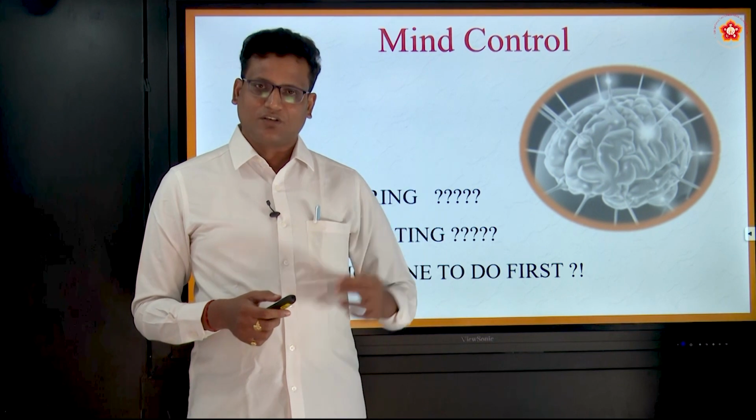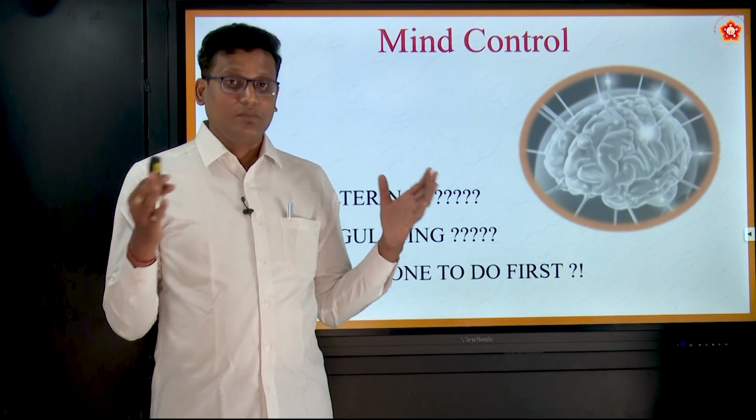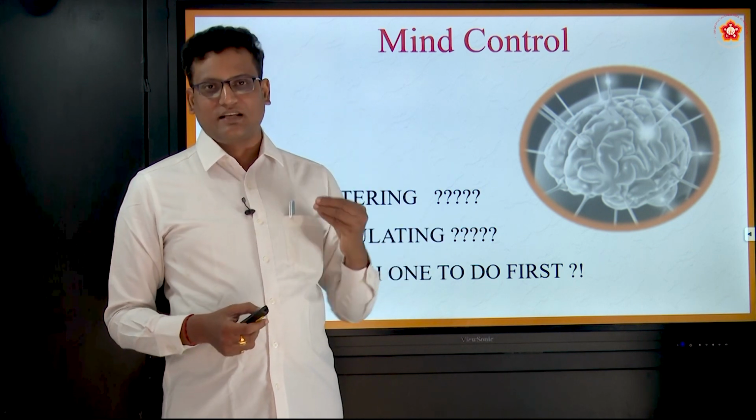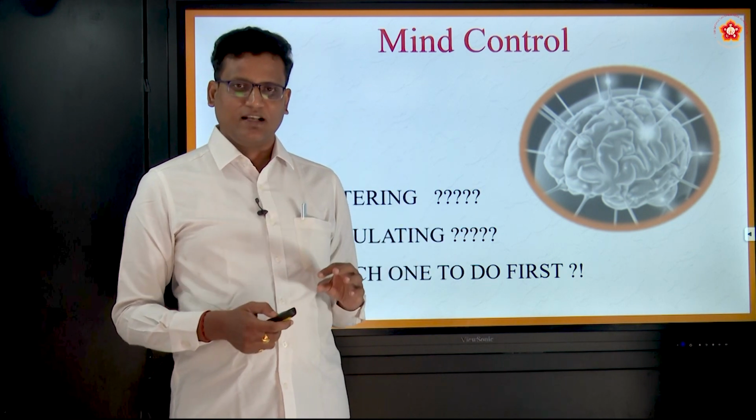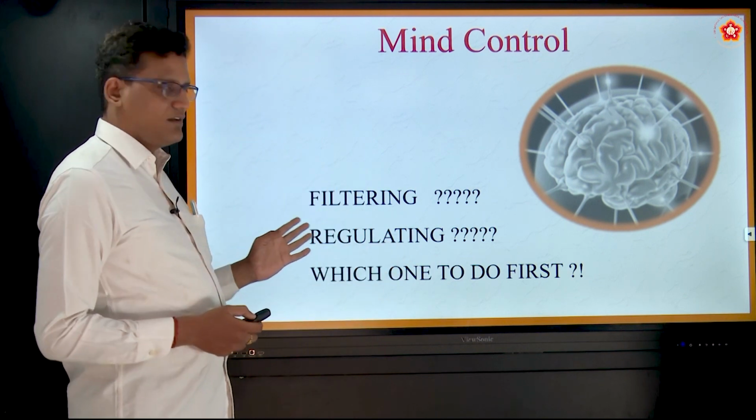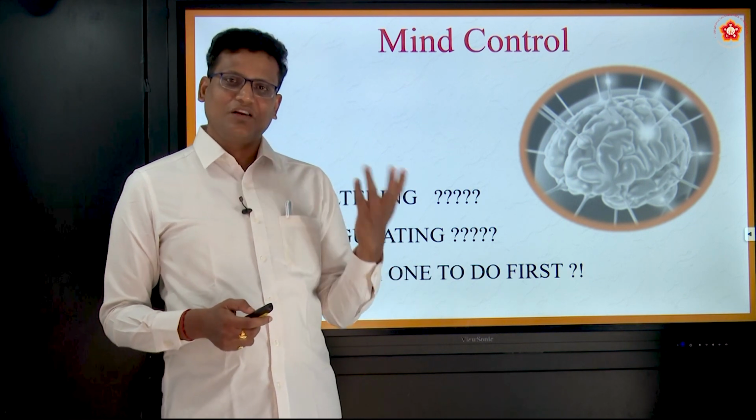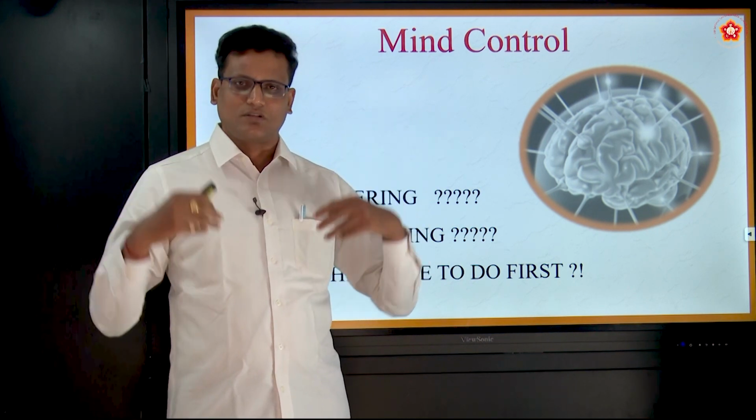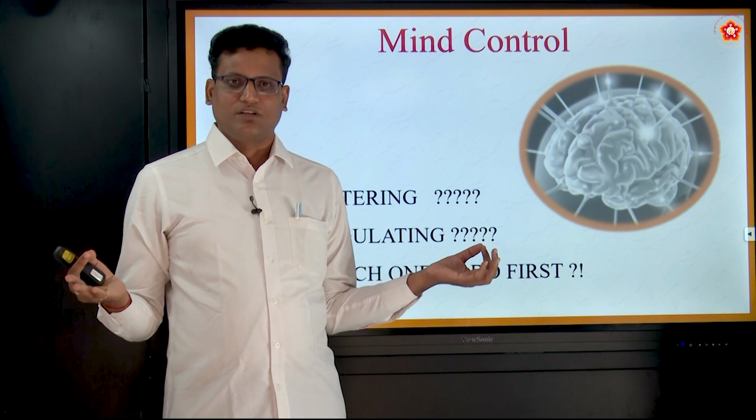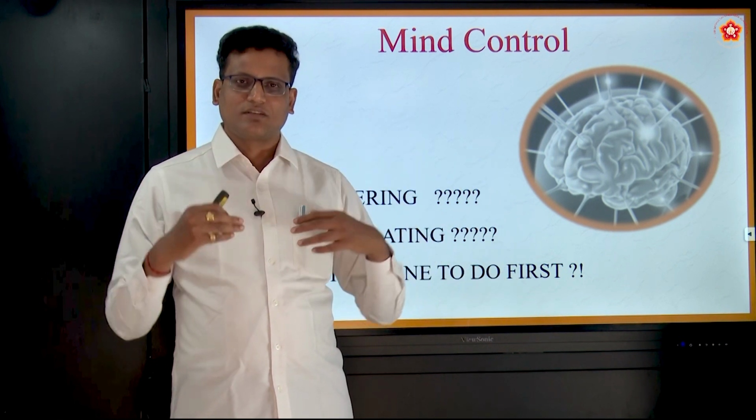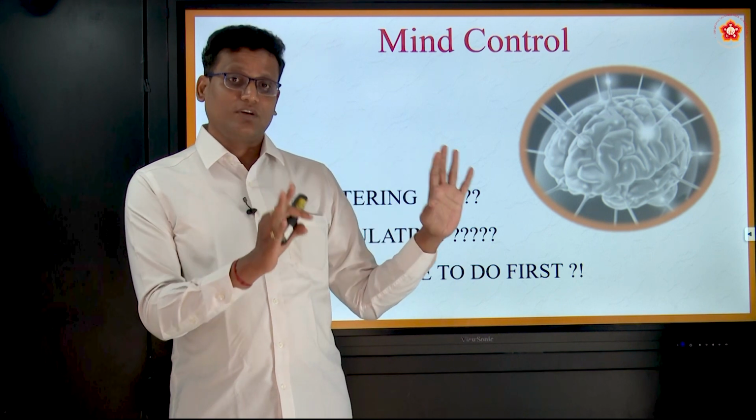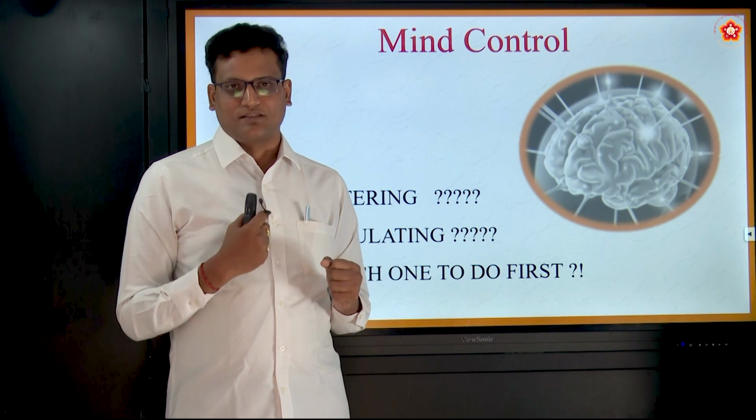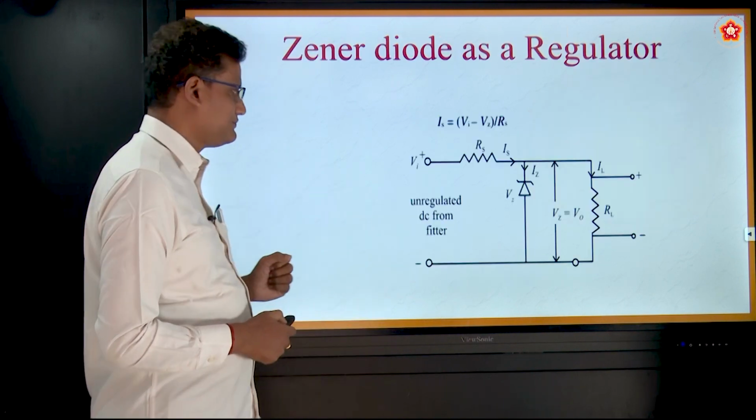This is what exactly we are talking. So we can draw a similarity between the functionality of a Zener diode with the meditation state of a normal human brain. But a question comes here, whether filtering is first or regulation is first. Filtering, when it comes to mind, means filtering of thoughts. When you sit inside the meditation, you get number of thoughts. Whether you have to filter them out first or regulate the thoughts. This is a question, right? Zener diode helps us. Let us look into the circuit.